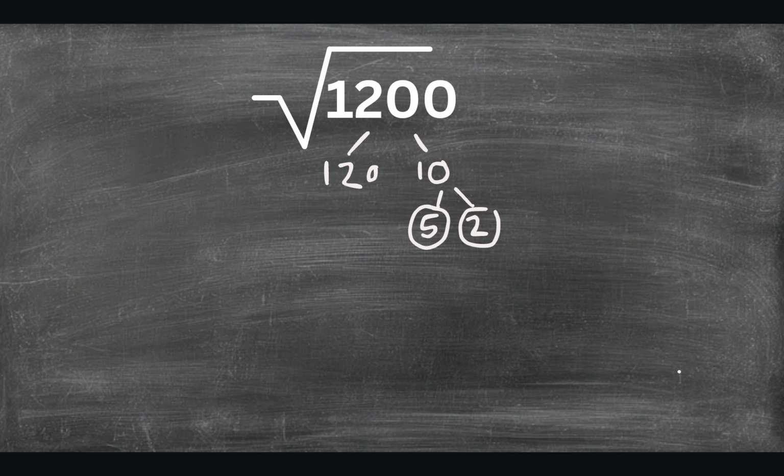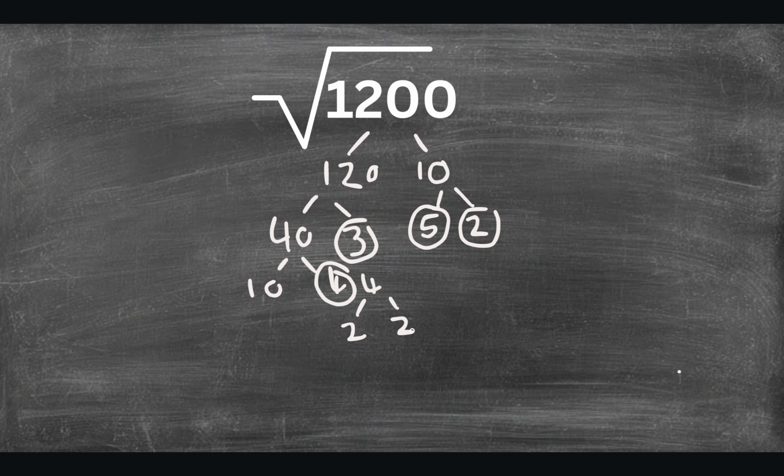Now with the 120, how about we just go 40 times 3. 3 is prime, so let's circle that. Then we have 10 times 4. That is a 4. I don't know why I circled it. It's not prime. And then 4, let me rewrite it, is 2 times 2. And they are both prime, so I'll circle them. And then we have 5 times 2.